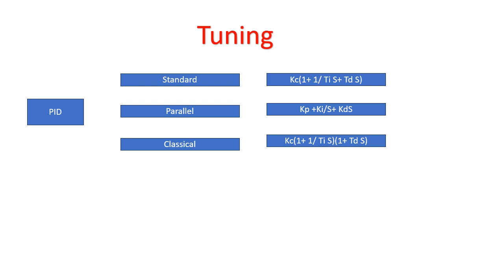So in one case it is Kc into (1 + 1/(Ti·s) + Td·s). Another case it is Kp plus Ki/s plus Kd·s. So look for the parenthesis to know the difference, right? So when you check the equation in your DCS vendor's manual, you also check for this.